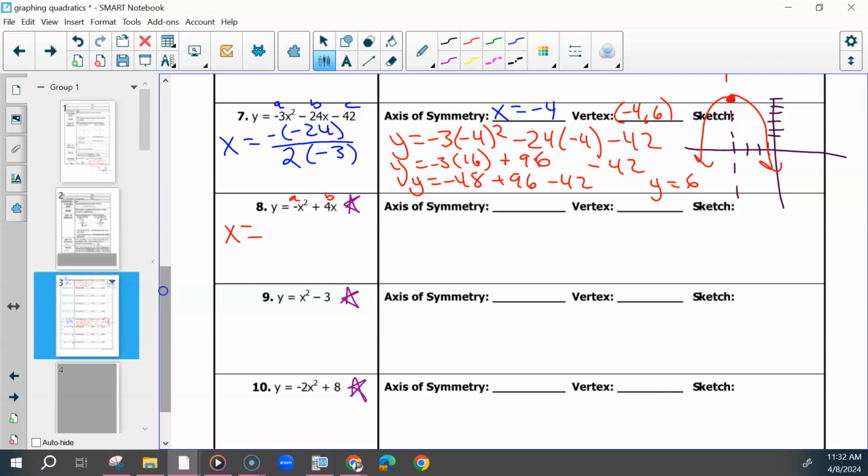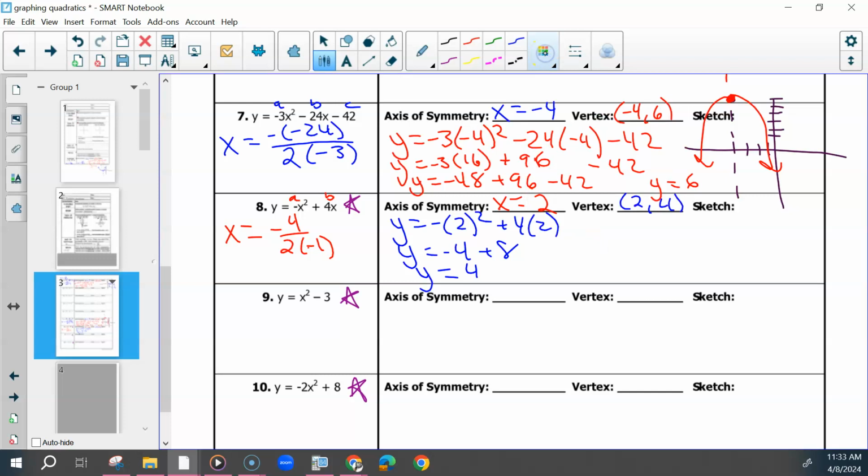How would we set up our axis of symmetry formula? Negative negative 4, which would give us positive 2, x equals 2. And then put that into your equation to find y. What is y? Positive 4. So then our vertex is (2, 4).